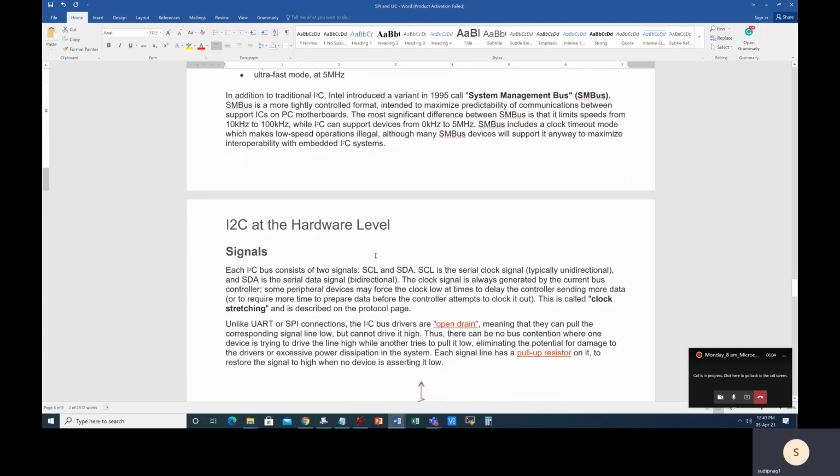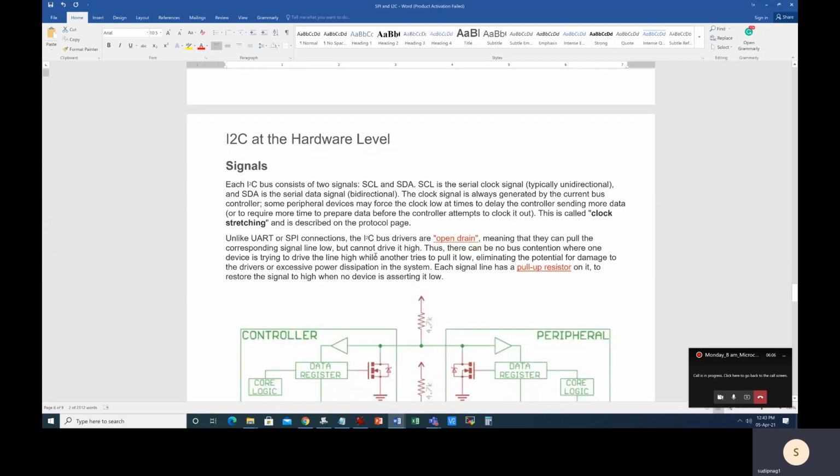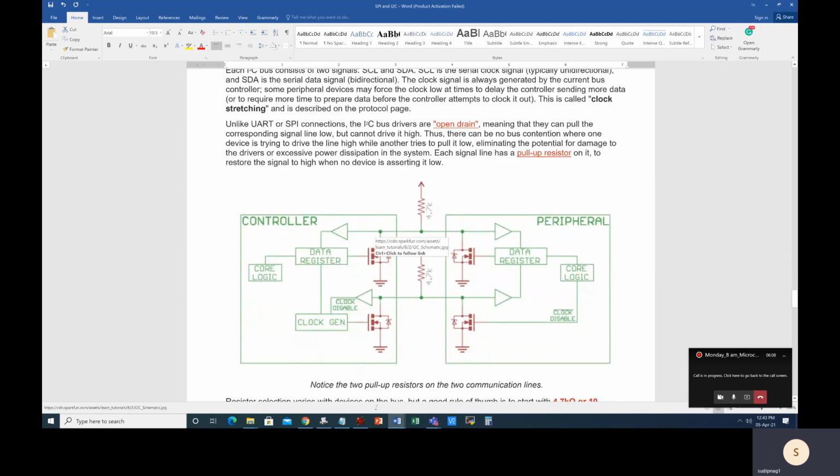Now at the hardware level, there are certain things that you should remember. So let's look at this block diagram. You can always read through this text. If you look at this block diagram, let's say the microcontroller is shown on the left and the peripheral device is shown on the right. Now SCL and SDA lines are connected.